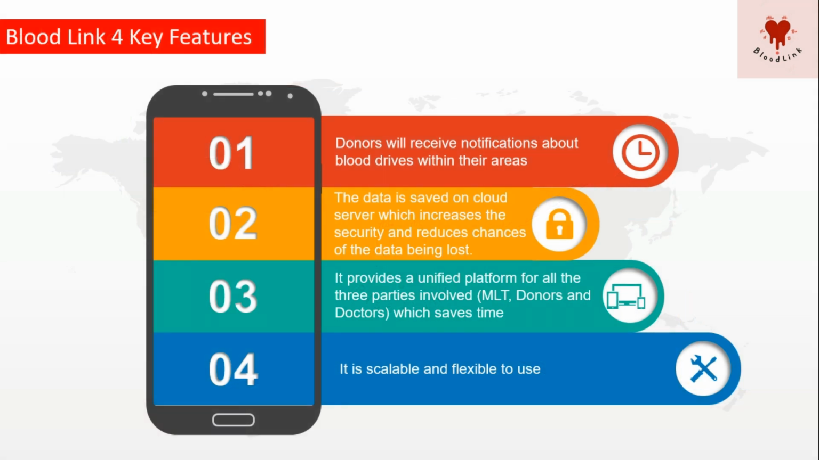Alright, my name is Ahnaf Ahmed of Group 9 and I'll be going through the next two slides. The first slide talks about the four key features of the BloodLink app. The first feature is that the donors will receive notifications about blood drives within their area. The second feature is that the data is saved on a cloud server, which increases the security and reduces the chances of the data being lost. The third feature is that it provides a uniform platform for all three of the parties involved, which are the MLT, donors, and doctors. And the fourth feature is that it is scalable and flexible to use.